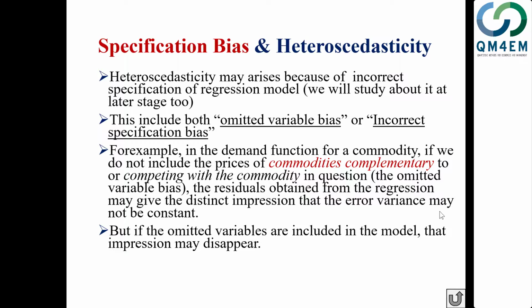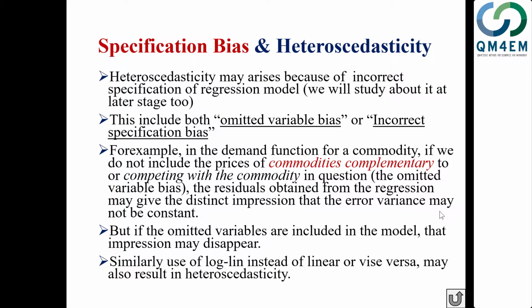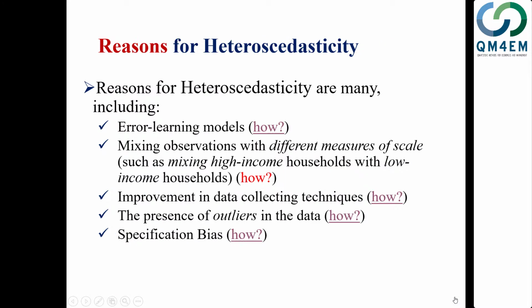And then we can think of the incorrect functional form as well. For example, instead of using log-lin, we use linear, or instead of using linear, we use log-lin or a double log model. That may also introduce a problem of heteroscedasticity in our model or in our analysis. So these were a few reasons for heteroscedasticity.